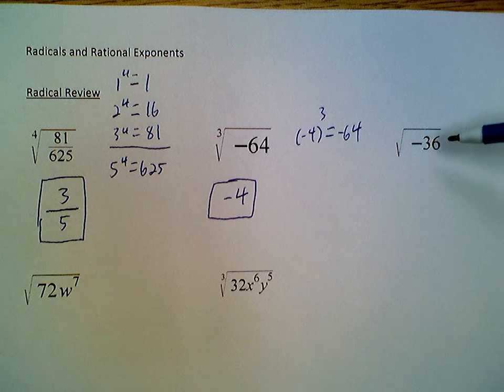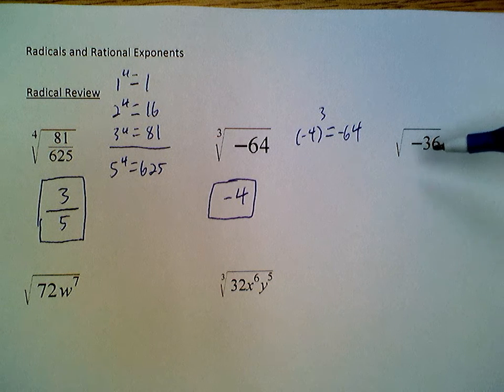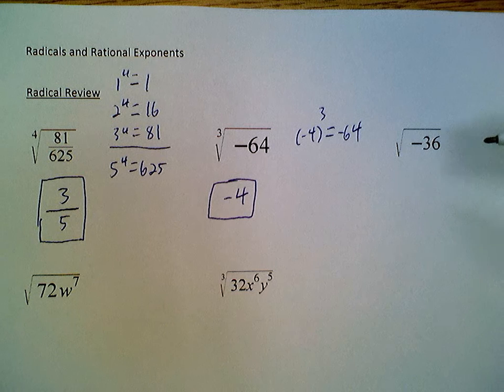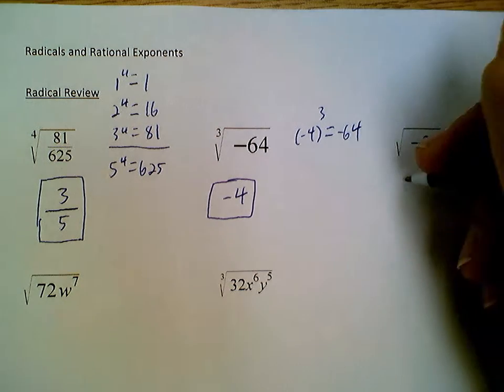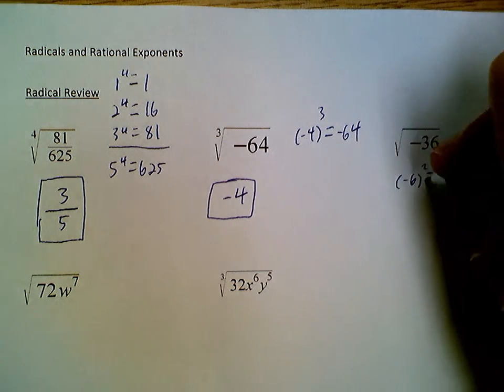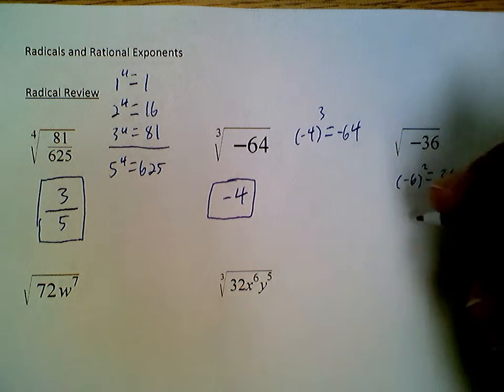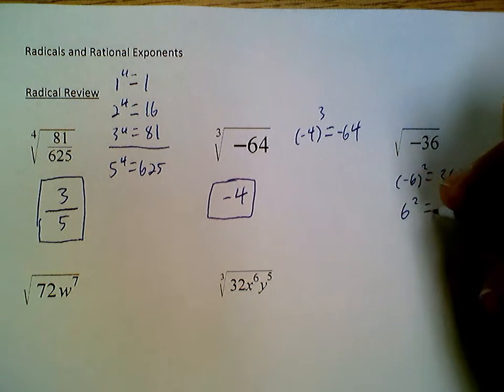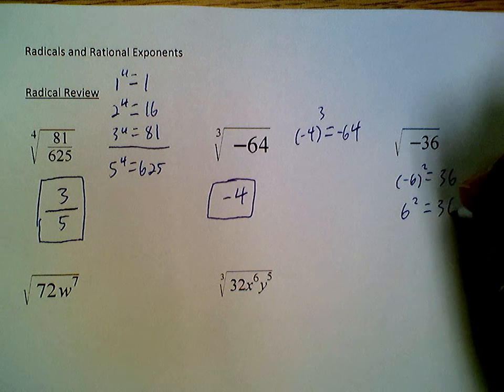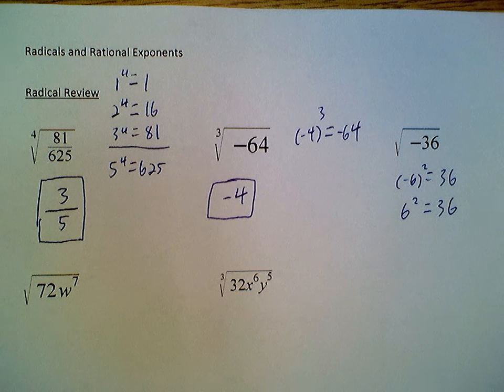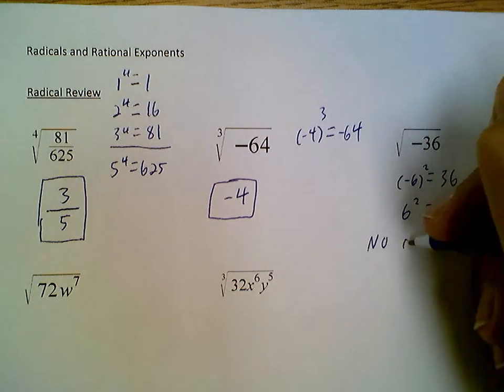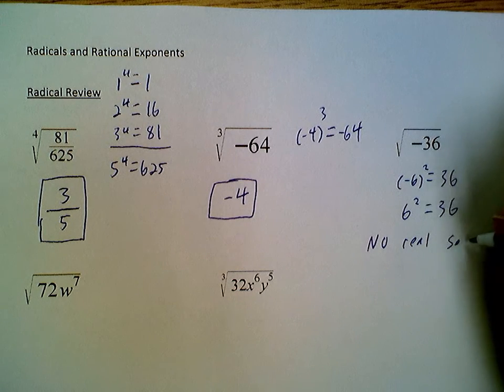All right, next we've got kind of a special case. I've got the square root of negative 36. Now when you first see this problem, a lot of students will think, oh, it's got to be negative 6. But that doesn't work because negative 6 squared is a positive 36, because a negative times a negative is positive. And it can't be positive 6 either, because positive 6 squared is also 36. So what's the answer? Well, for this one, there actually is no real solution.